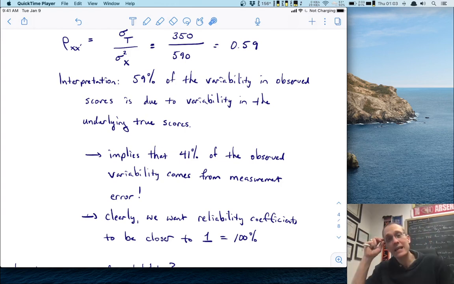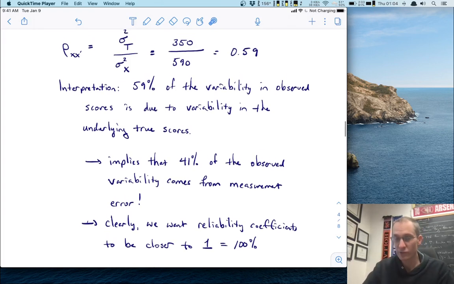In fact, you're going to see in the next lecture, in the field, classically, we've always wanted this number to be as close to 80% or above as possible. And there's arguments about what threshold you should have, but clearly bigger is better here. You want more of the variability in the observed scores to reflect true scores, not error scores.